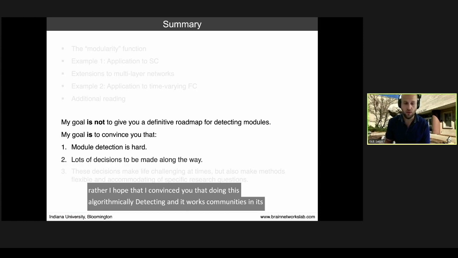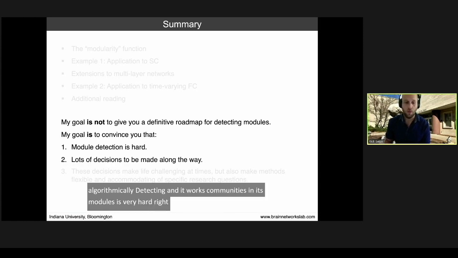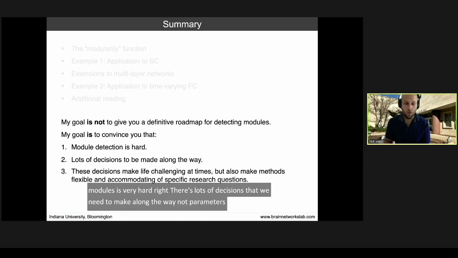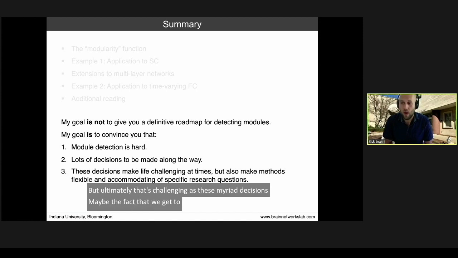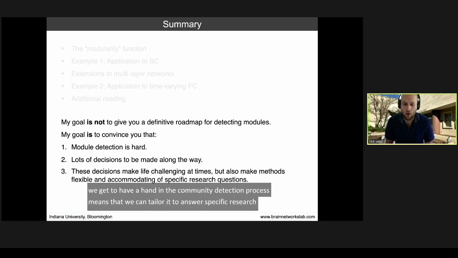There are lots of decisions that we need to make along the way about parameters, about appropriate null models. But ultimately, as challenging as these myriad decisions may be, the fact that we get to make decisions, the fact that we get to have a hand in the community detection process means that we can tailor it to answer specific research questions that are important to us and important to our research line.